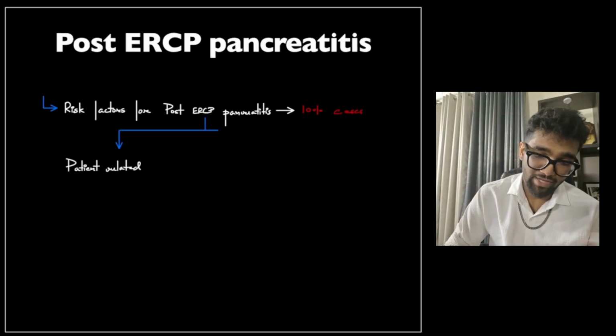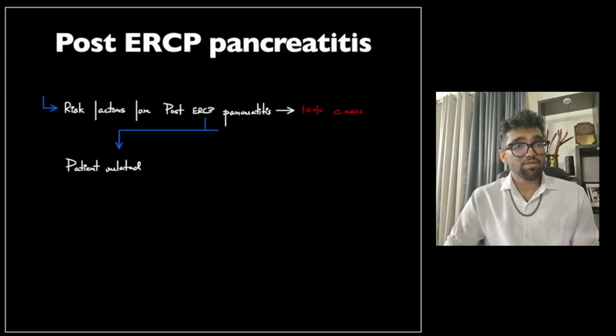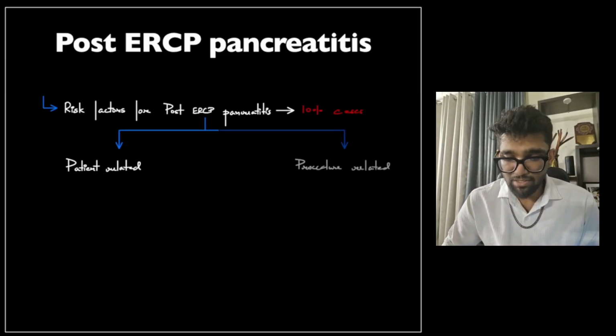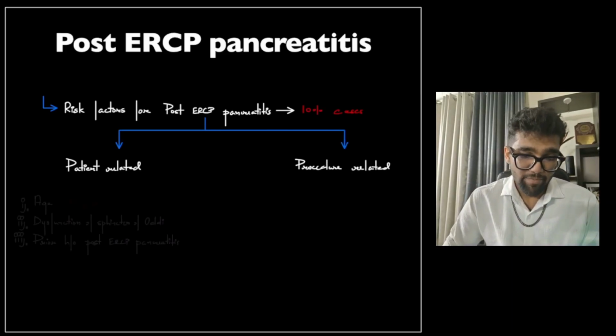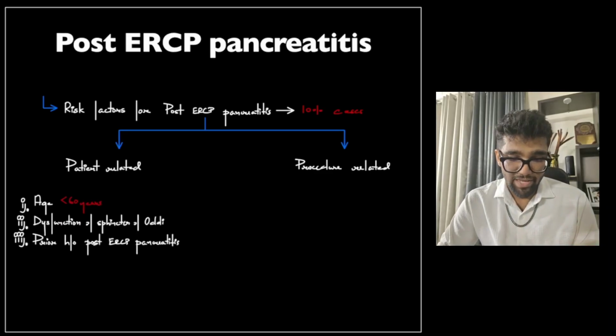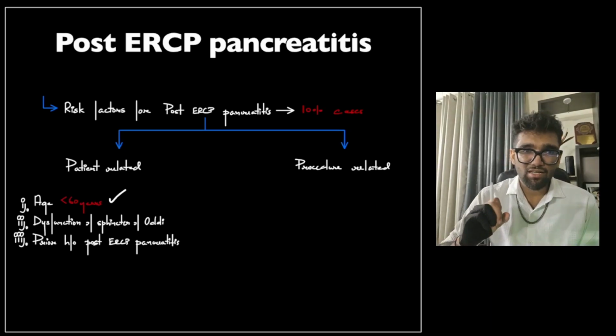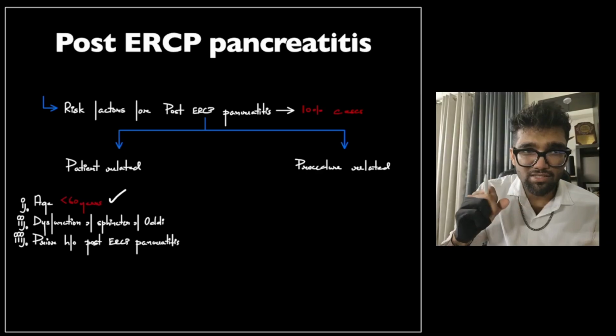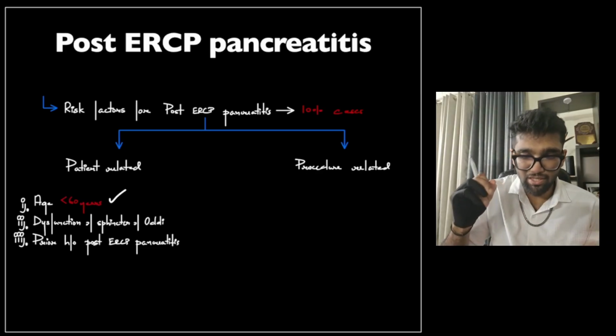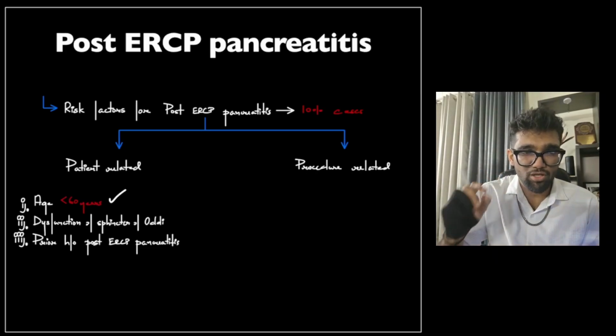So what are the risk factors that are related to this? The risk factors are divided into patient-related risk factors and procedure-related risk factors. Patient-related risk factors include age of the patient less than 60 years. That is a younger patient. That's very important. Possibly because the smooth muscle in the sphincter is hyperactive in younger people, and the size is smaller.